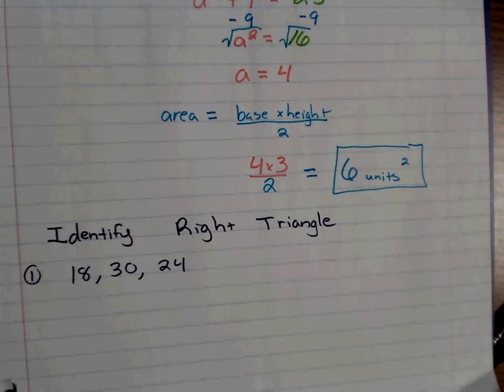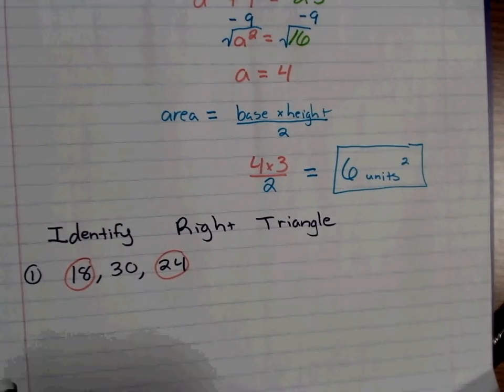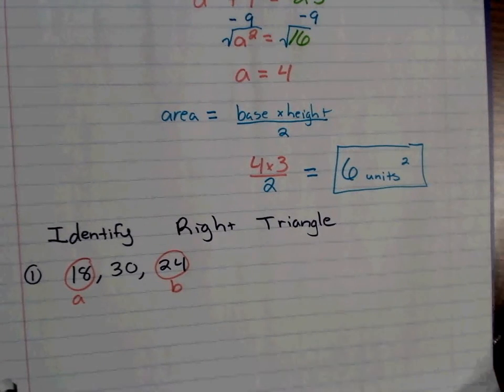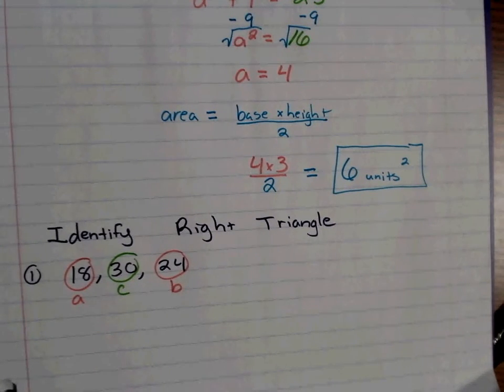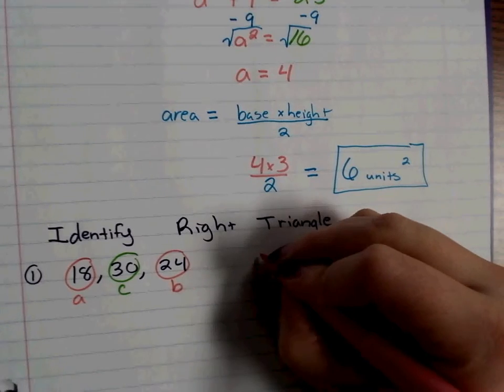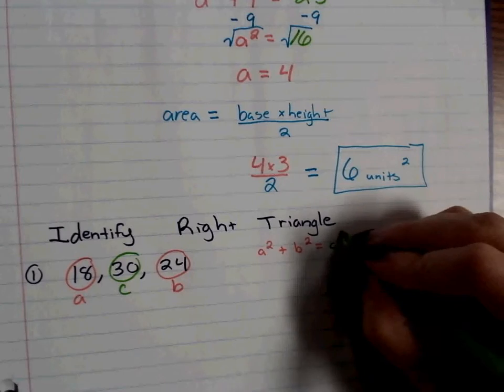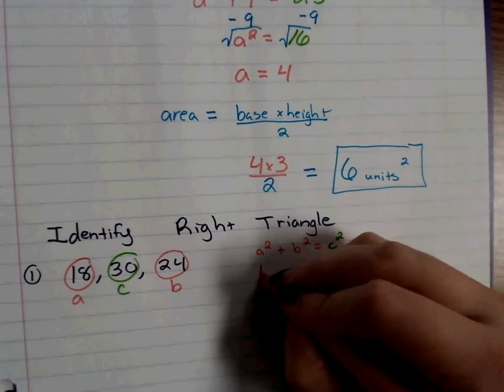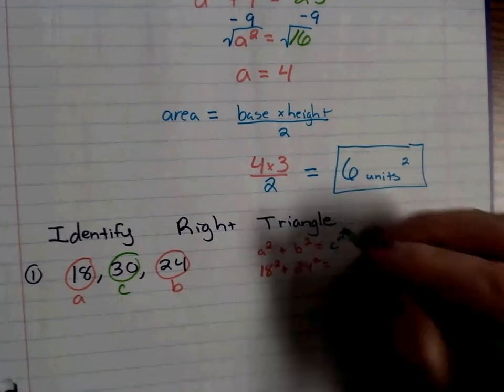So first thing you need to do, identify what are your two smallest sides. 18 and 24, right? So that means that 18 and 24 are your legs. Those are your A and B values. 30 is your largest side. That's your C value. C is always going to be the largest. And all you have to do is check and see, does the statement A squared plus B squared equals C squared stand true? So you're going to check 18 squared plus 24 squared. Does it equal 30 squared?